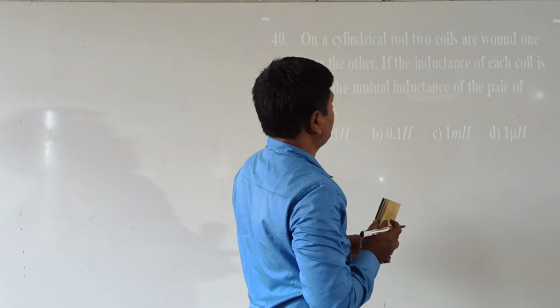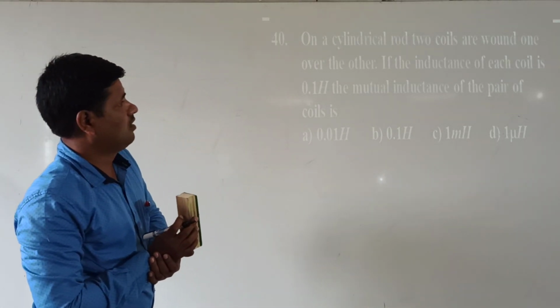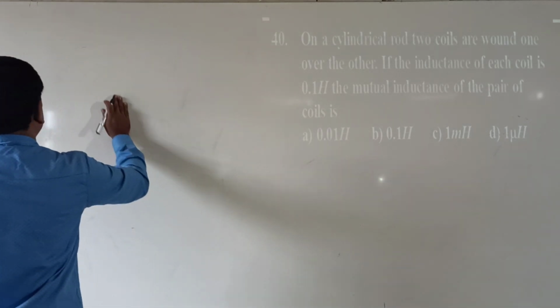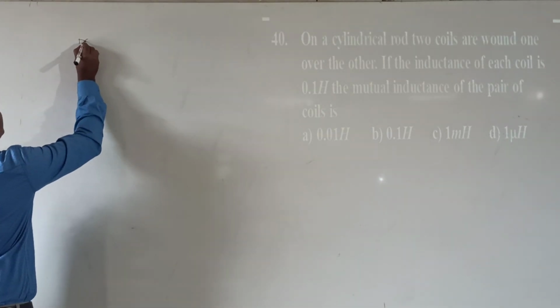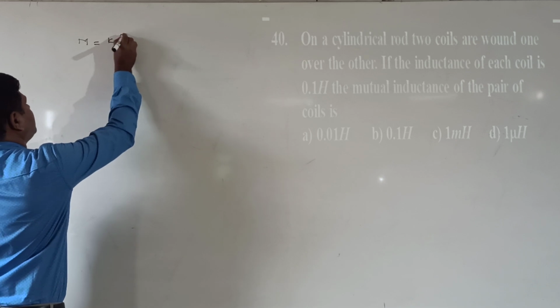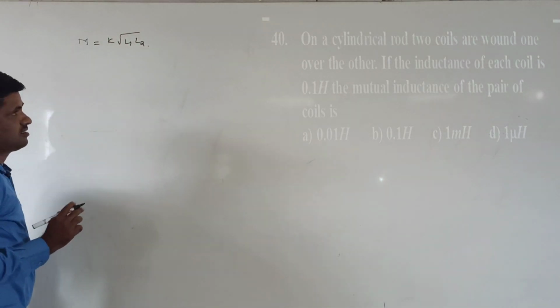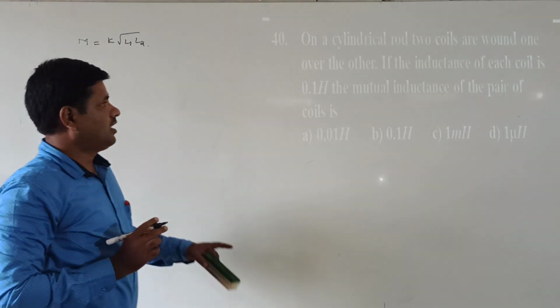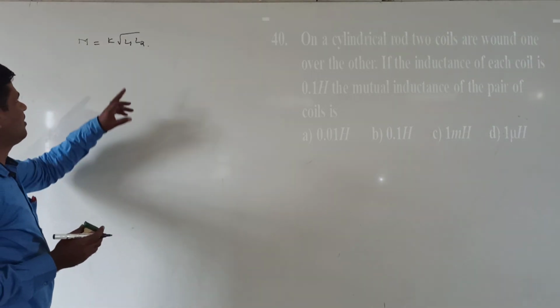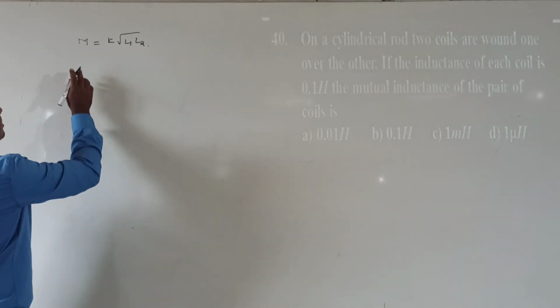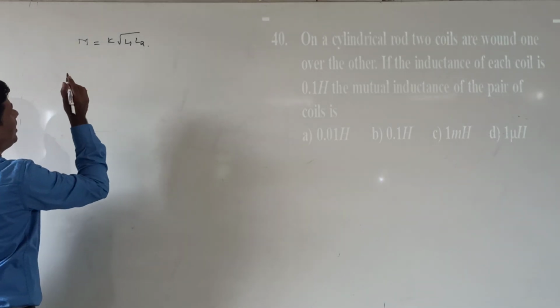Now, cylindrical rod, two coils are wound over it. If the inductance of each is given, the mutual inductance is being asked here. We know that M is equal to K, this is a relation between inductance and mutual inductance. Here the inductances L1 and L2 are given, and we have to find the mutual inductance. The formula is M is equal to K under root of L1 L2.